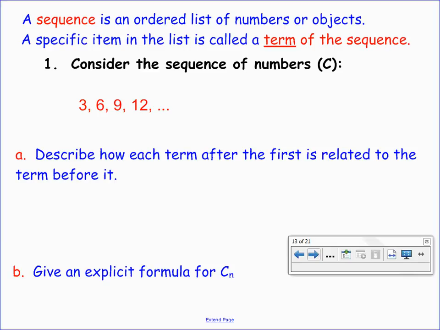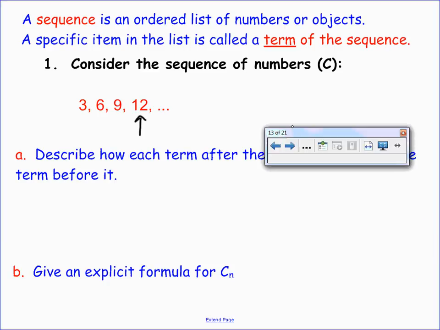Describe how each term after the first is related to the term before it. So consider 3, 6, 9, 12. What's the relationship between each term and the one before it? Kenzie? It's going up by 3. It's going up by 3 each time, right? If I looked at the third term, because a specific item in the list is called a term, 9, that's 3 more than the one before it. But if I looked at the fourth term, 12, that's 3 more than the one before it.